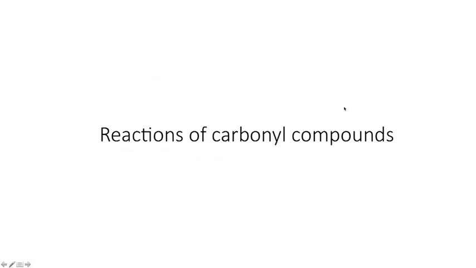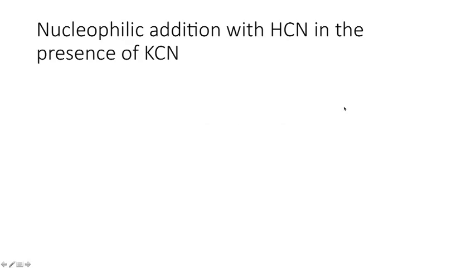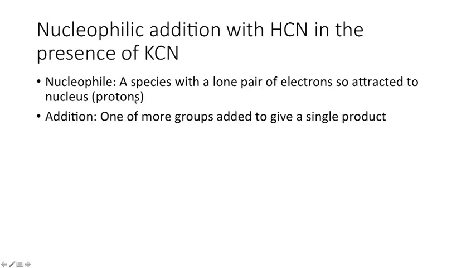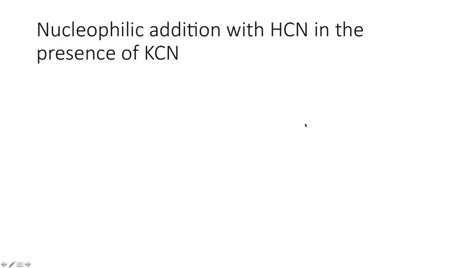So let's go into the reactions of carbonyl compounds. So firstly, the nucleophilic addition with HCN in the presence of KCN. So let's just quickly go over what a nucleophile is. And that's a species with a lone pair of electrons, so it's attracted to a nucleus where there's protons. Because obviously electrons are negatively charged, protons are positively charged. Addition is one or more groups added to give a single product.